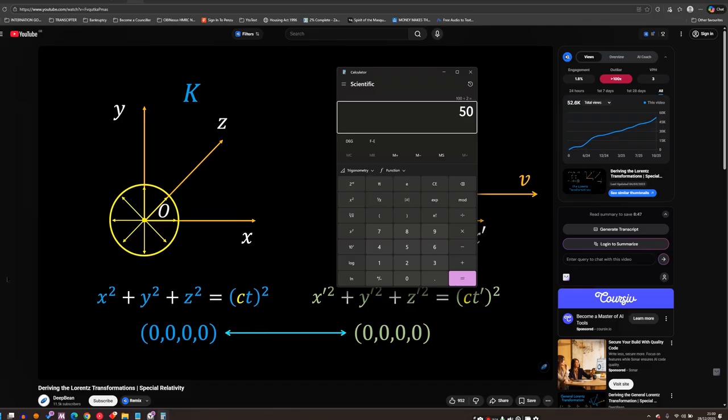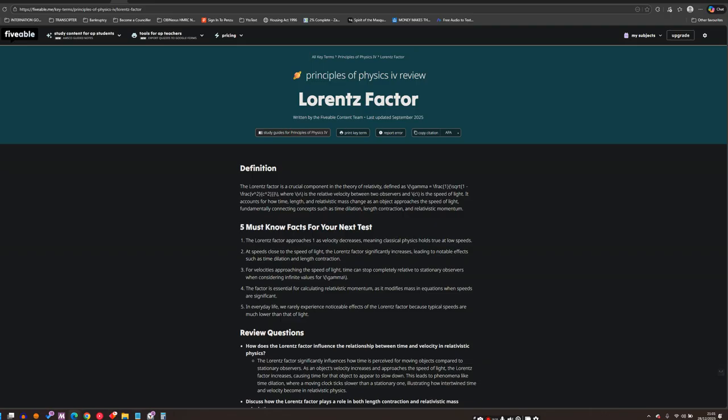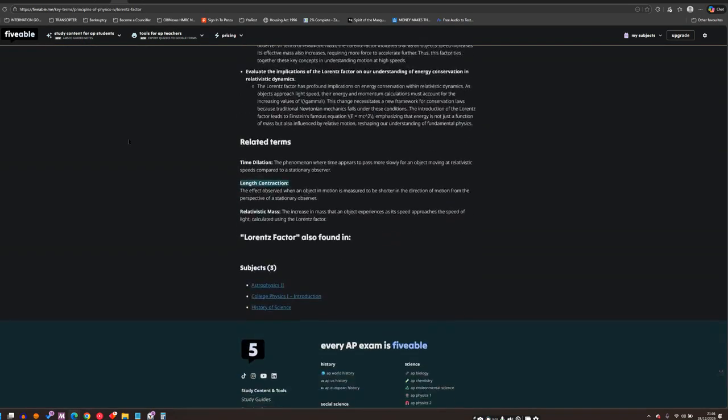But the problem with the Lorentz factor is that I don't remember the equation. Basically, the Lorentz factor is a crucial component in the theory of relativity, defined by gamma. Gamma function units. So I'm saying.